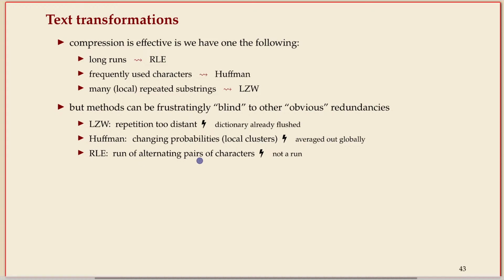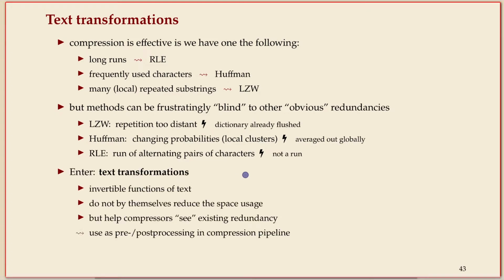And of course, run length encoding is so restricted that there are many ways to make it not work by just breaking runs. And still, if you have some pairs alternating, it feels like it should be a run, but it doesn't work with run length encoding as we defined it. And that's where text transformations can sometimes help. They at least broaden the range of data sets that compression methods can find redundancies in.